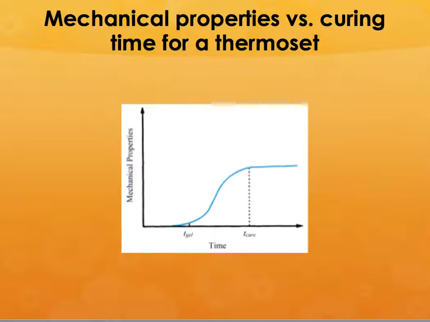So how do you define the change in mechanical properties versus curing time for a thermoset? You look at the thermogravimetric weight change, or you look at the mechanical properties under the DMA test, and the time at which the mechanical properties become stable is the curing time for a thermoset material.